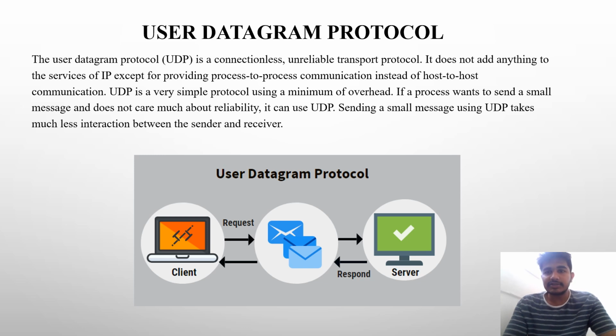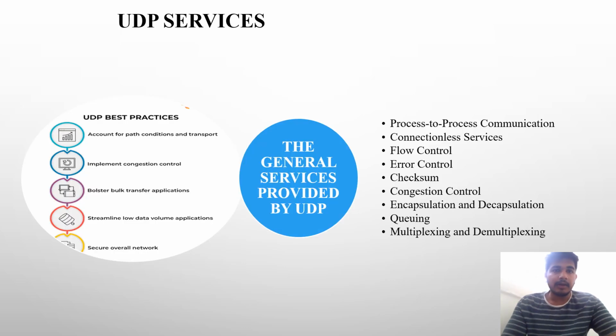If a process wants to send a small message and does not care much about reliability, it can use UDP. UDP means user datagram protocol. Sending a small message using UDP takes much less interaction between the sender and receiver. User datagram protocol works like a client request and a server response. For example, we have Gmail, and also normal texting messages, and these are UDP services.